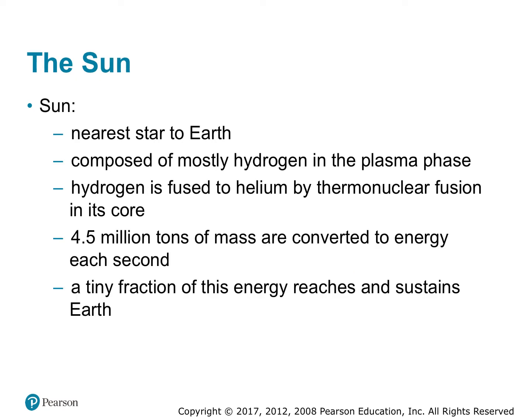All right, so let's talk about the sun. The sun is the star that is nearest to the Earth. It is composed mainly of hydrogen in the plasma phase, and that hydrogen is being fused together to form helium. Eventually, that helium will be fused together to form heavier elements. But right now the sun is mainly made out of hydrogen, which is in what's called the plasma phase. We've already talked about solid, liquid, and gas. Plasma is another phase of matter.